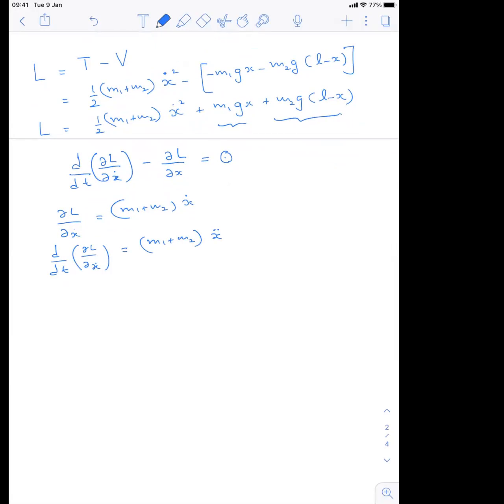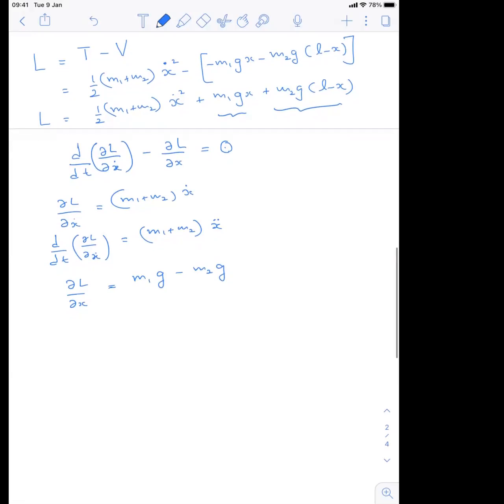So that is the first part of the equation, and then you have to find ∂L over ∂x. That comes from the second part, the potential energy part, because the first part that contains the kinetic energy does not have any x. So ∂L over ∂x is m1g minus m2g. I'm just doing the calculation myself, so keep an eye on what I am doing and let me know if I am doing anything wrong here in the calculation. So this could be (m1 minus m2) times g.